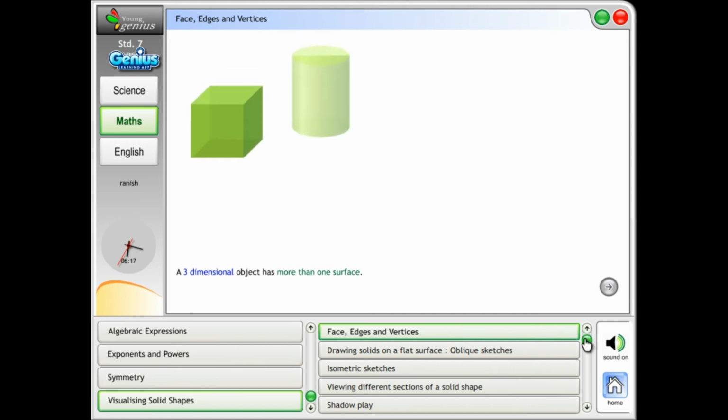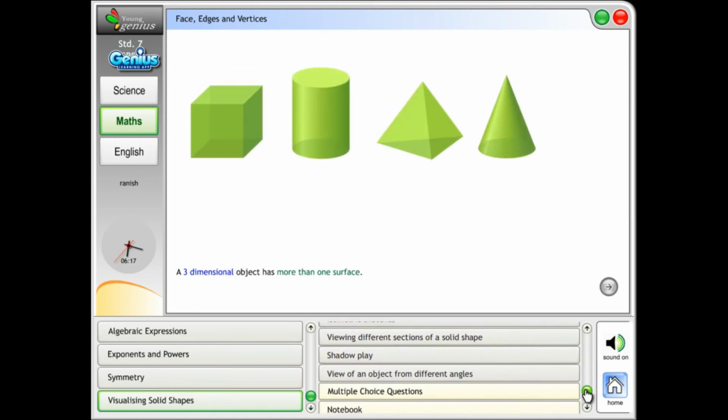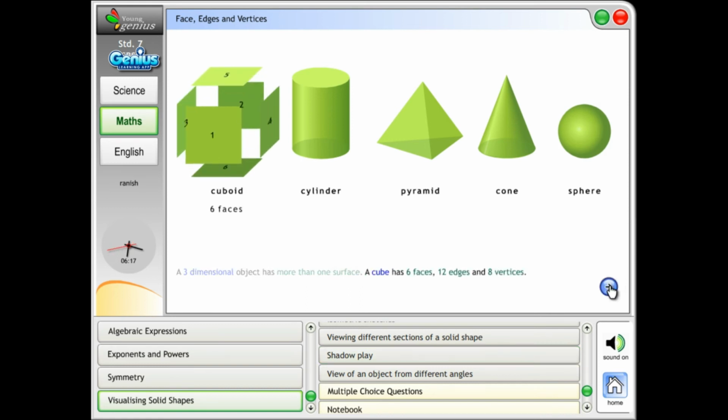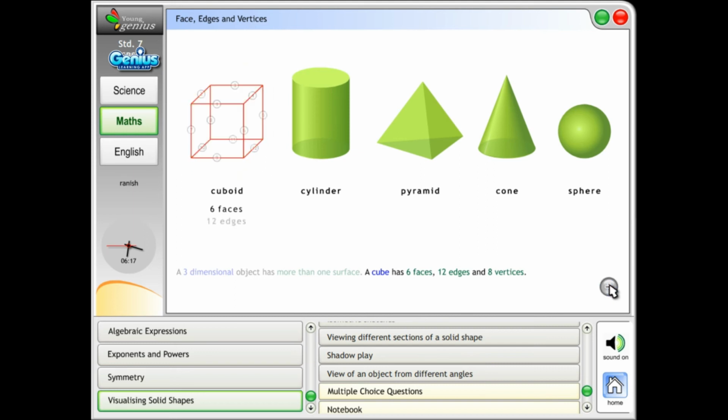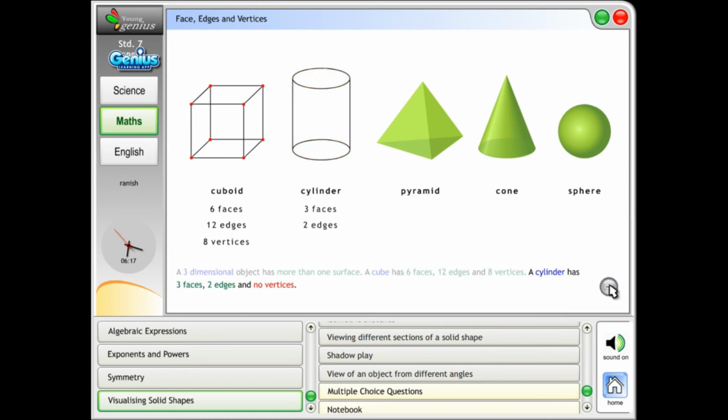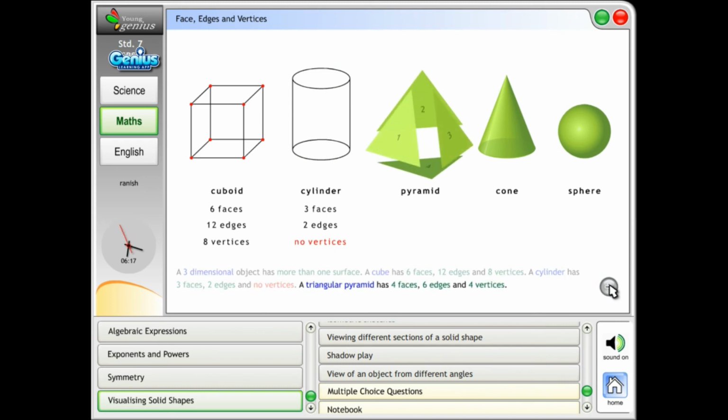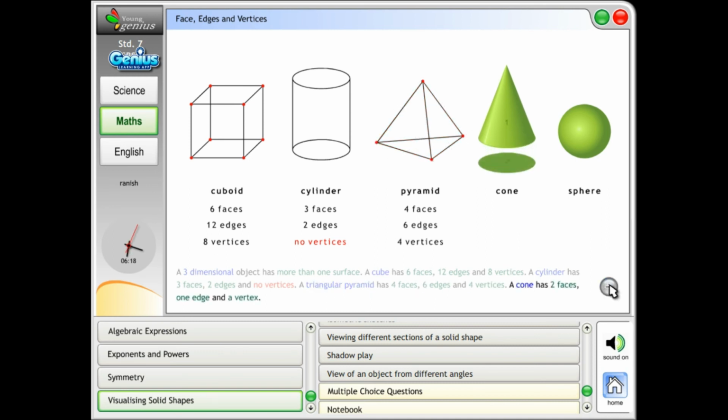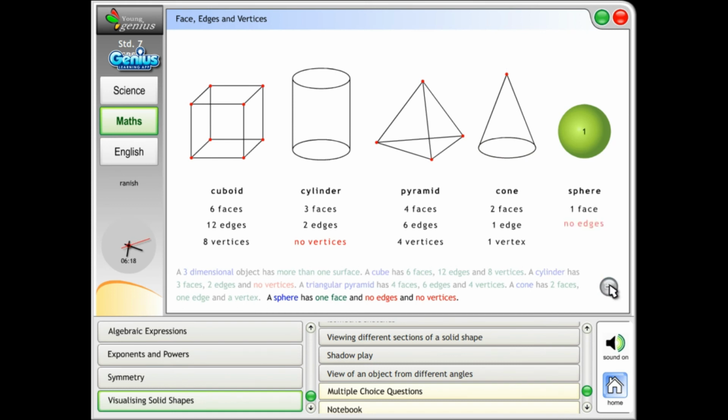Faces, edges and vertices. A three-dimensional object has more than one surface. A cube has 6 faces, 12 edges, and 8 vertices. A cylinder has 3 faces, 2 edges, and no vertices. A triangular pyramid has 4 faces, 6 edges, and 4 vertices. A cone has 2 faces, no edge, and a vertex. A sphere has 1 face, no edges, and no vertices.